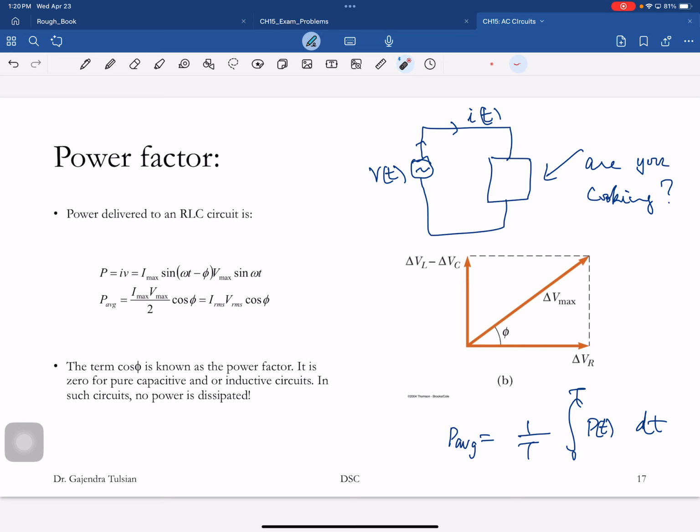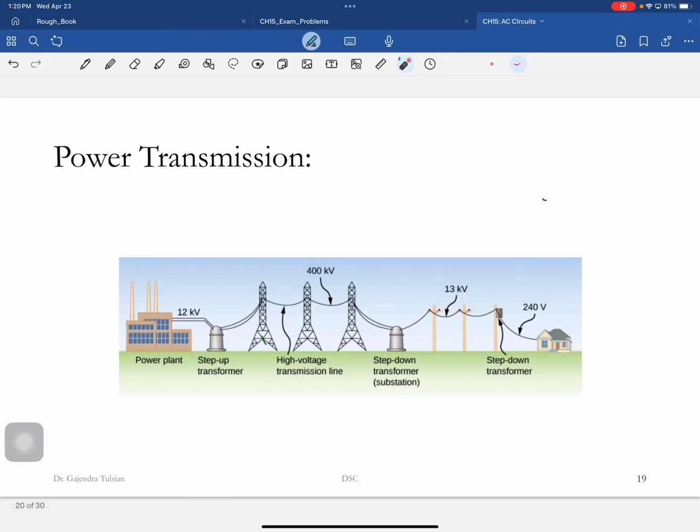All right, so here is a power company. Power to your city is coming via transmission lines. These transmission lines have an inductance associated with them, L associated with them.